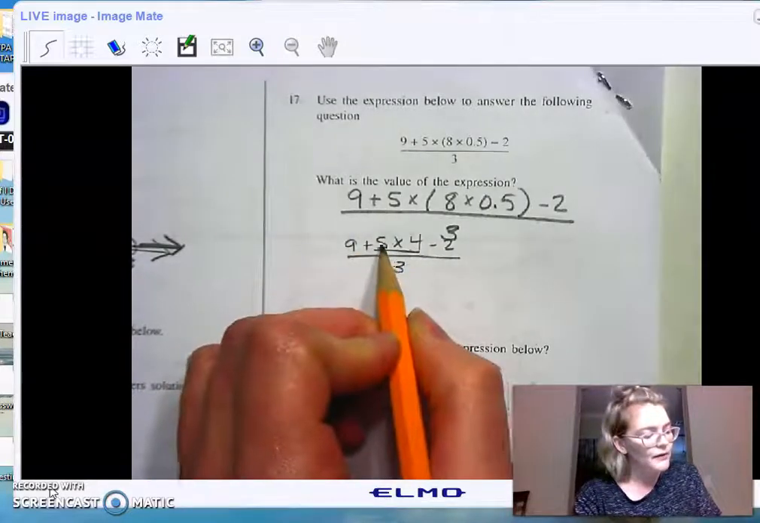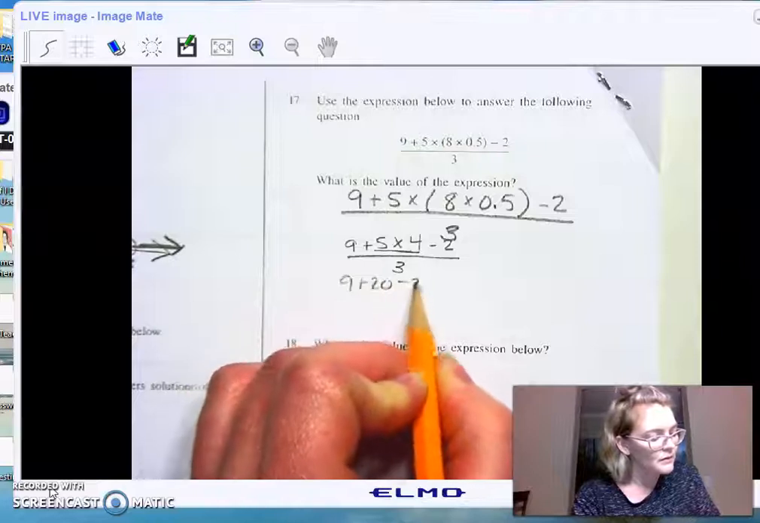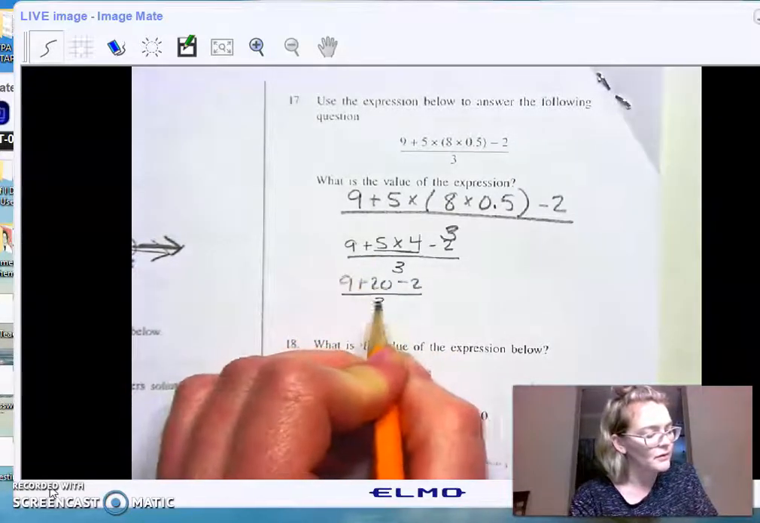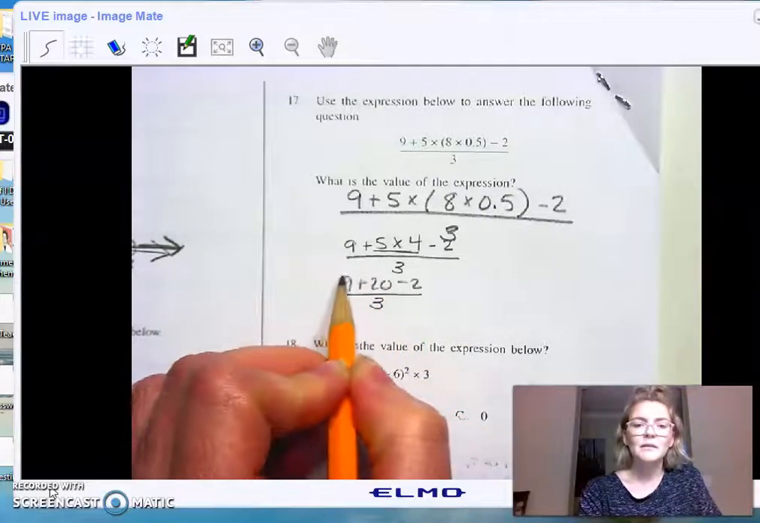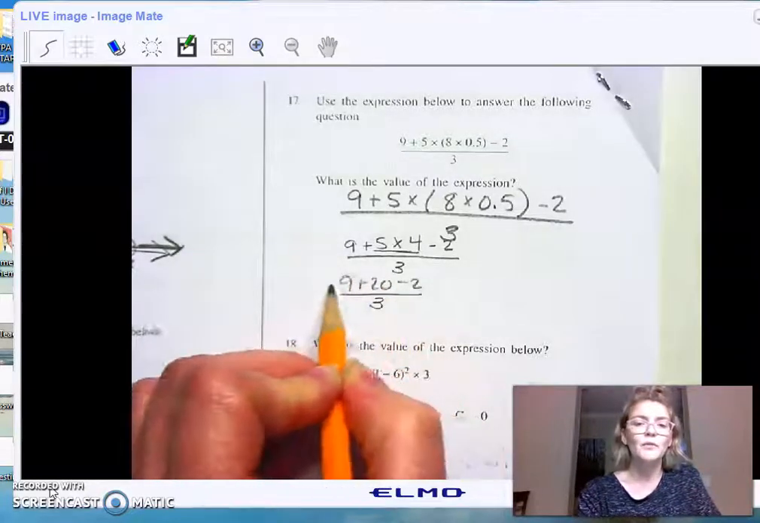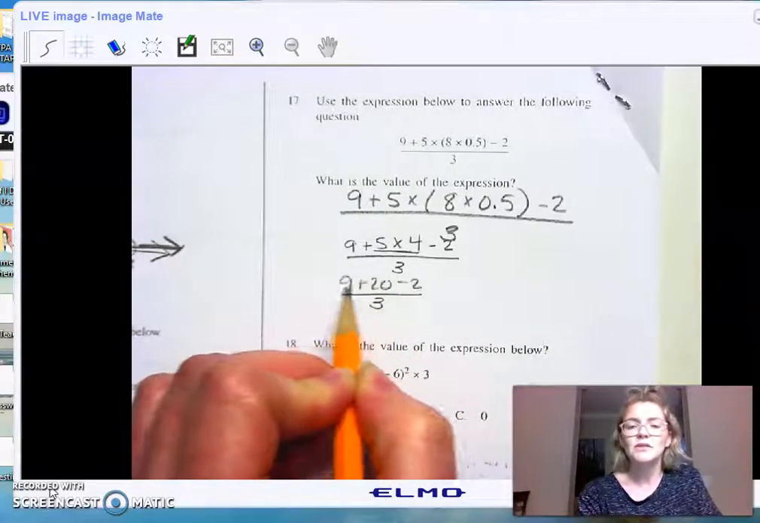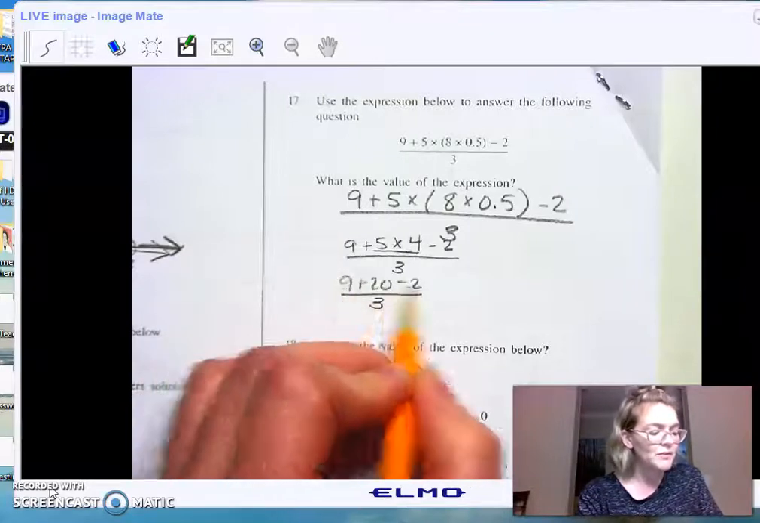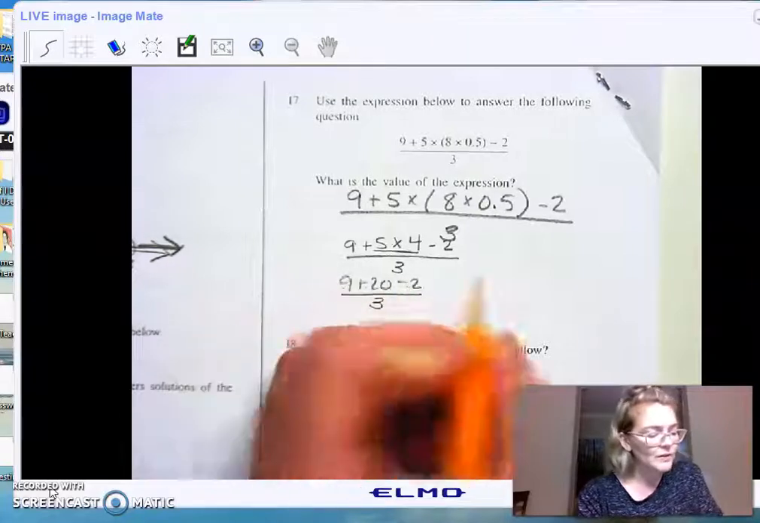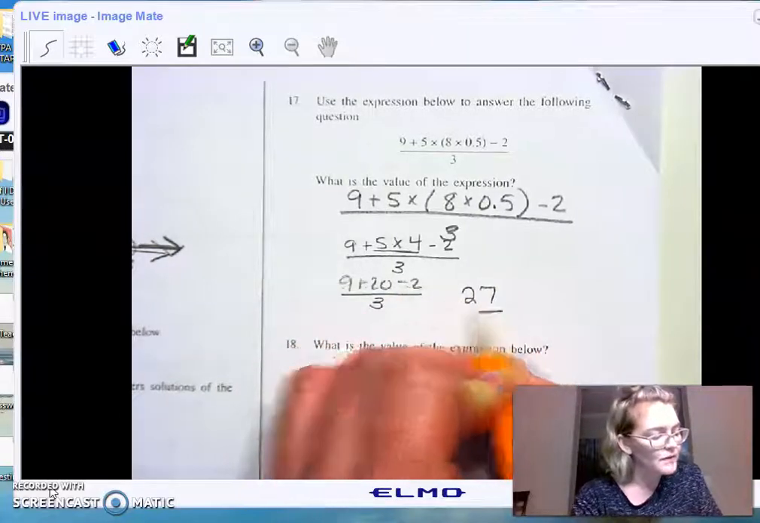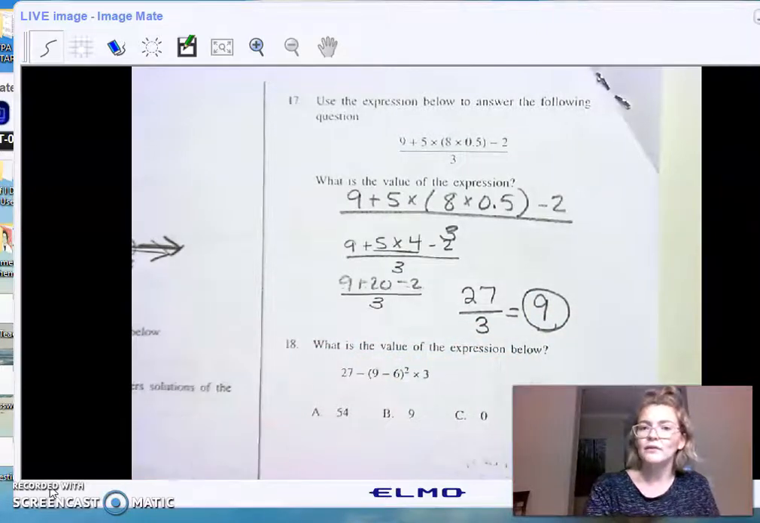We're going to do 5 times 4, which is 20. Divided by 3. And this is considered grouping because it's part of what we have to divide. So we need to know what we're dividing by 3. We have to finish this, so we're going to finish the top part first. Left to right, 9 plus 20 is 29. Minus 2 is 27. So 27 divided by 3 is 9. So 9 is the answer for number 17.